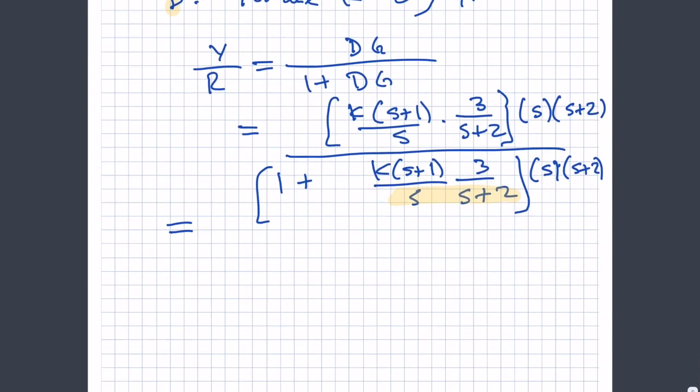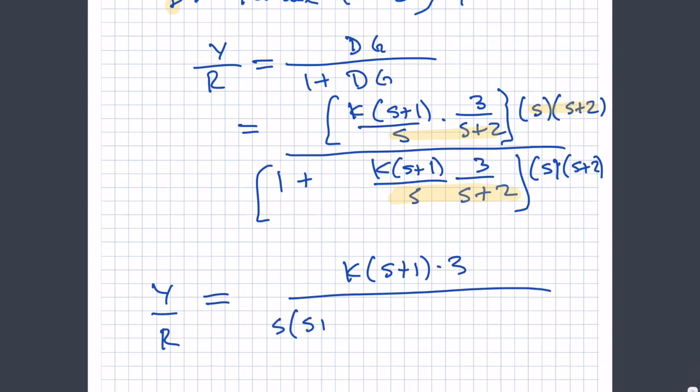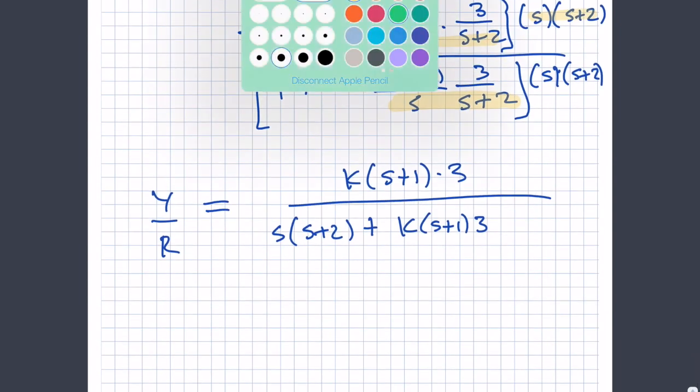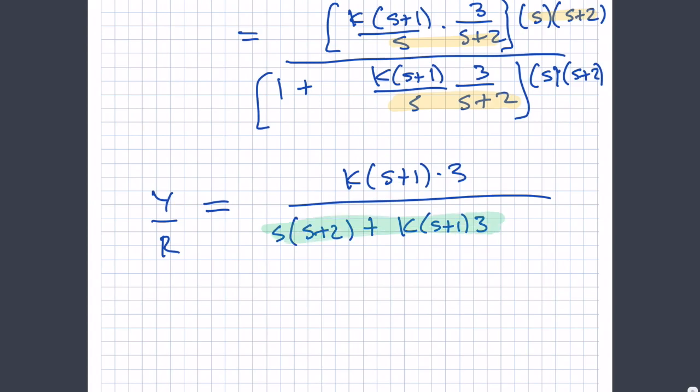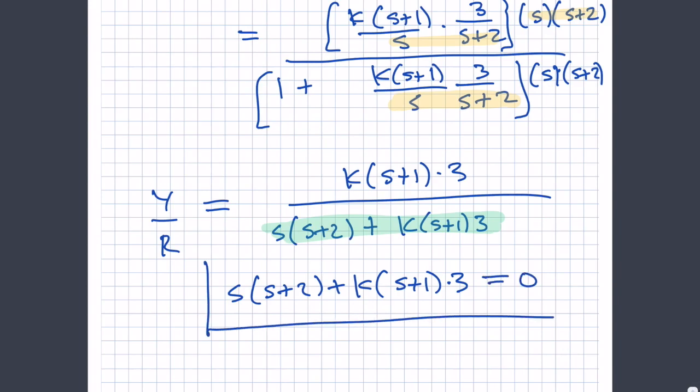Okay, and when that happens, I get that the transfer function is given by, notice these cancel, and we get K times (S plus 1) times 3, and in the denominator S times (S plus 2) plus K times (S plus 1) times 3. So our characteristic equation is found by looking at the denominator. So the characteristic equation is S times (S plus 2) plus K times (S plus 1) times 3 is equal to 0. So that's the answer for part E.